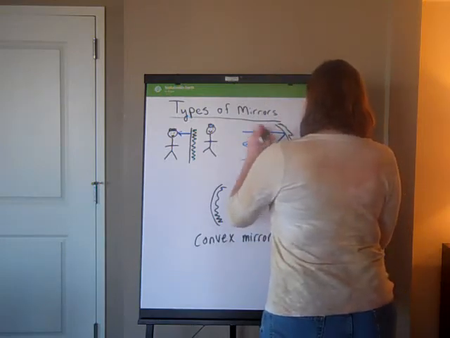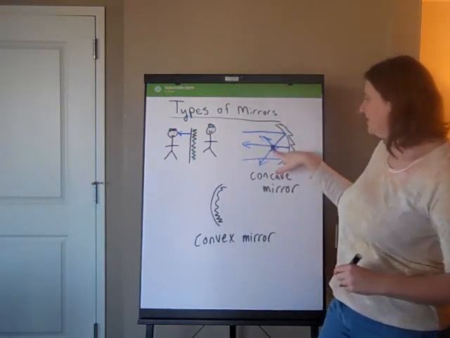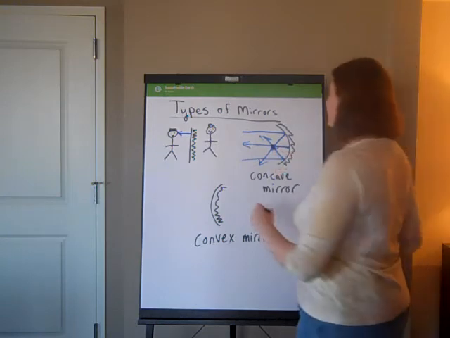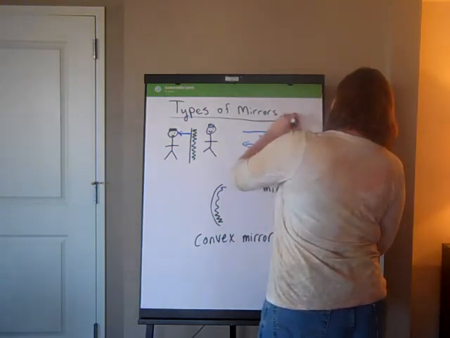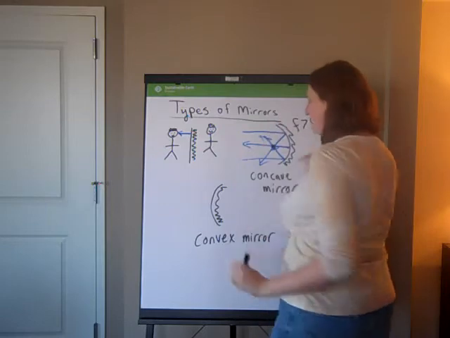Okay, so this is the positive focal point right there. So where all the light really focuses. Focal point greater than 0.